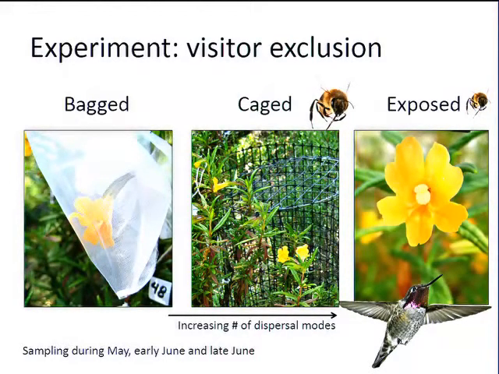And so basically we can characterize these different treatments using an increasing number of dispersal modes. So here we have basically just probably reduced wind dispersal, dispersal by smaller visitors, and dispersal by all three modes. And we repeated this sampling 3 times throughout the summer, and we harvested the flowers all at the same age, at 5 days after they had been open.